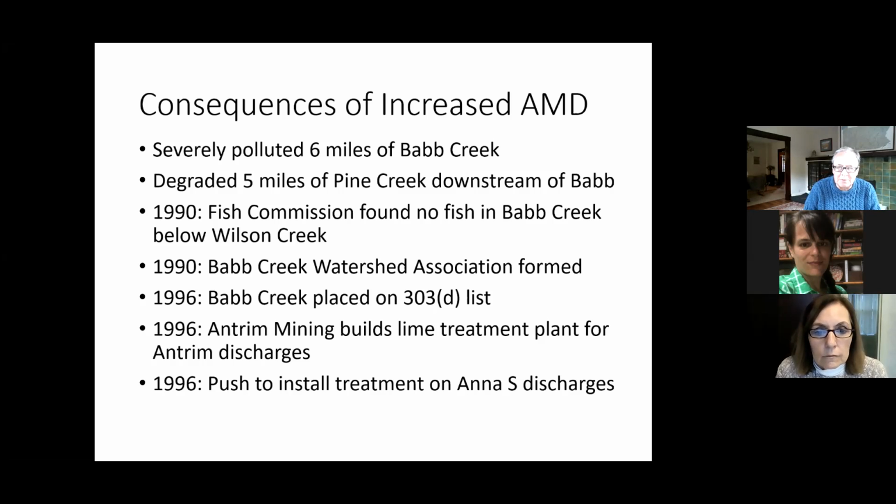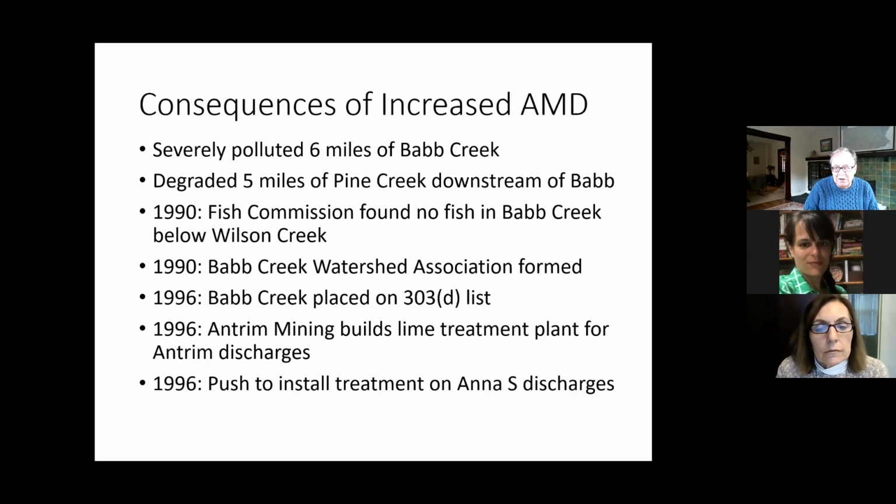In 1990, the Fish Commission came around. They did a survey, no fish in Babb Creek below Wilson Creek. And that prompted the Babb Creek Watershed Association to be formed, a very active group that's had a lot of impact up in this watershed. It took a little while for the bureaucracy to catch up, but eventually Babb Creek made it onto the 303(d) list. Actually, the section of Pine Creek below Babb Creek was also put on the 303(d) list. And due to the activities of the DEP and the Babb Creek Watershed Association, Antrim Mining, who did the surface mining up here, built a lime treatment plant for the discharges on the Antrim side of the valley, so the opposite side.